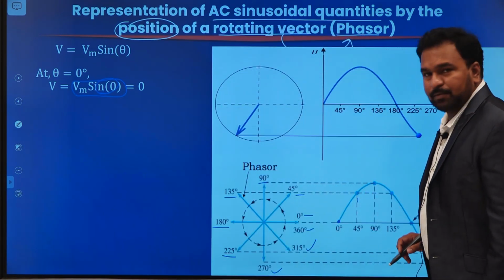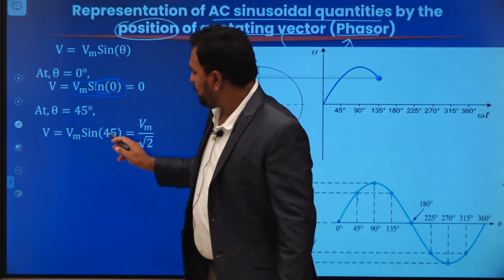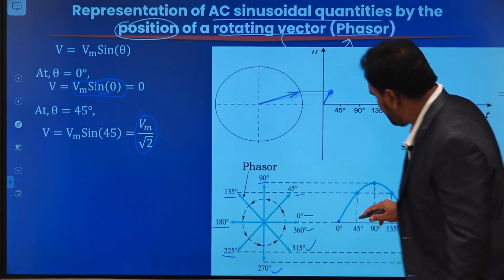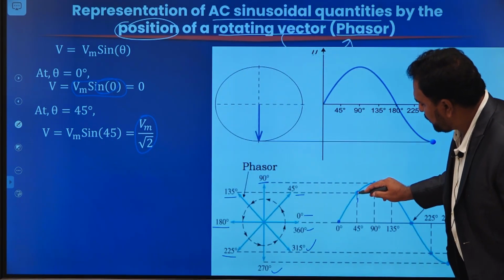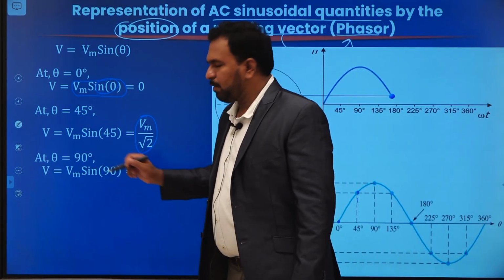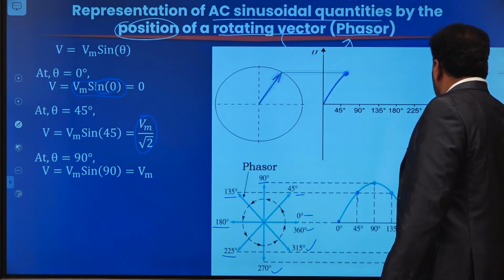At 45 degrees, what is the magnitude at 45 degrees? What is sin 45? 1 by root 2. So what is the magnitude? Vm by root 2. So that means at 45 degrees, the magnitude is plus Vm by root 2. And at 90 degrees, you know that the range of sin theta is -1 to +1.